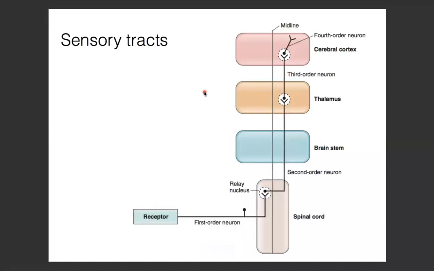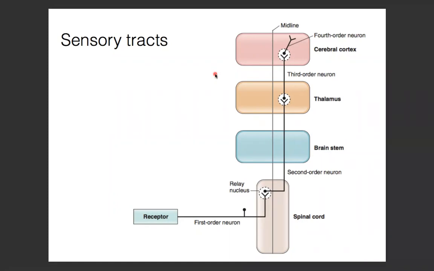And again, if anyone has any questions at any point, just let me know and stop me to repeat anything I didn't explain well. Okay? So ascending tracts are all sensory. That's the first thing. Ascending are sensory, and basically they go from the receptor to the brain. They're going from receptors upwards towards the brain.